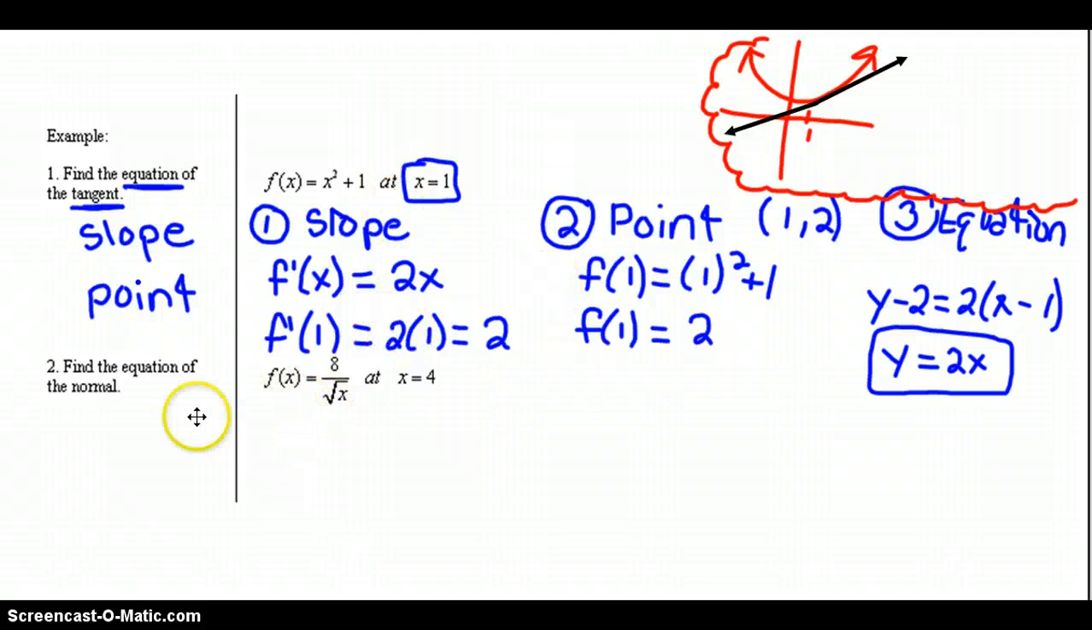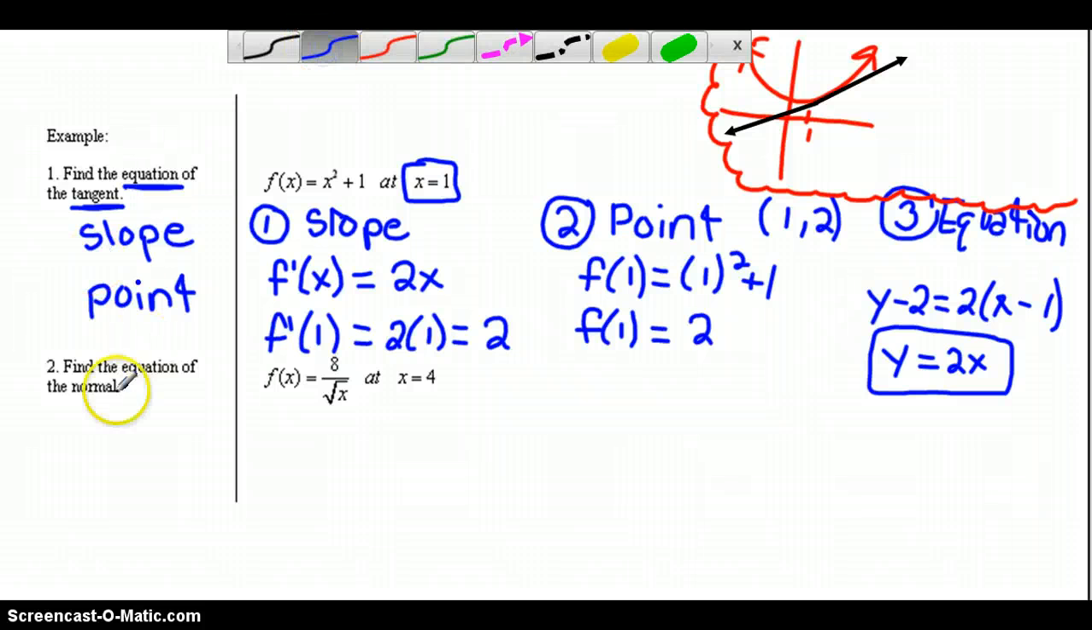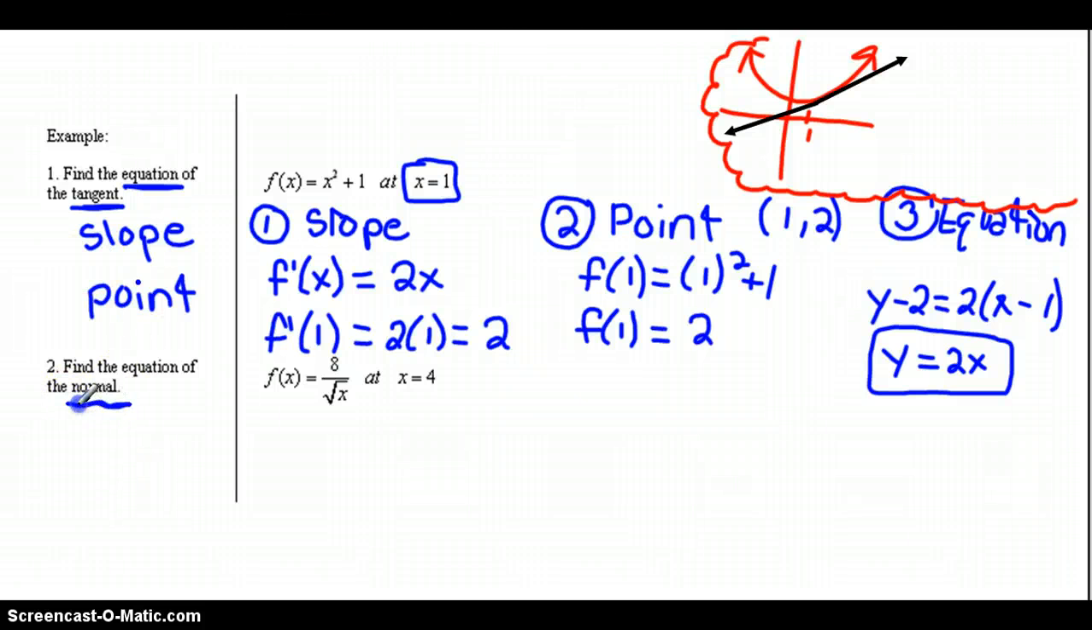Perfect. So now let's see how this works for a normal line. Find the equation of a normal. So I'm going to switch this up just a bit. If I'm finding the equation of a normal, remember this line is now perpendicular to my tangent. So I'm going to find the same information. Step 1, I'm still going to find the slope.